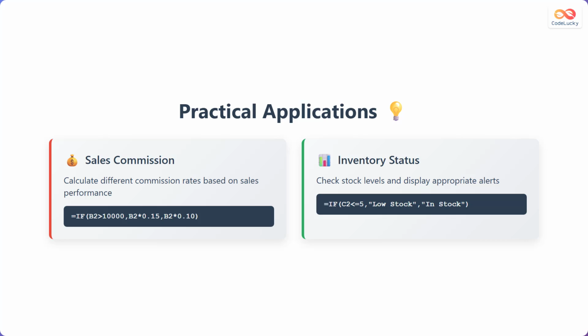Second, inventory status. You can check stock levels and display appropriate alerts using the IF function. The formula =IF(C2<=5,"Low Stock","In Stock"). This formula displays Low Stock if the quantity in cell C2 is 5 or less, and In Stock otherwise.